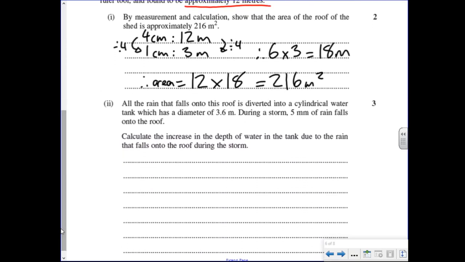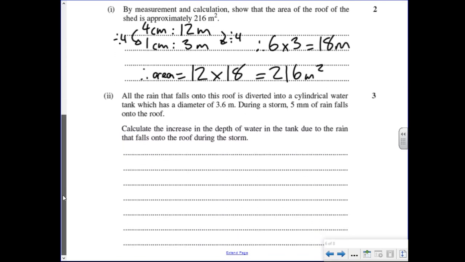Alright, now going into this next question. This is very similar to that roof question we just did, except it's also a lot more difficult, so we'll have a go at it. Before we do anything, let's look at this question. We're saying that all the rain that falls onto the roof is then put into a cylindrical tank with a diameter of 3.6 meters. During a storm, 5 millimeters of rain falls onto the roof.